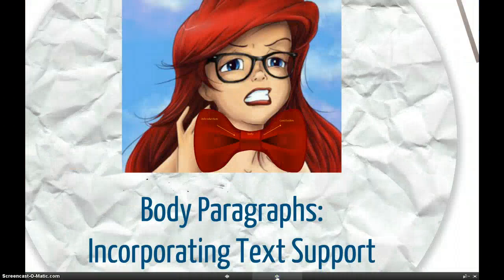So because body paragraphs are the meat of our essay, we want to be very direct and purposeful. We can save the frilly fluff for our intro and conclusion. If you remember the outline we made earlier, for each body paragraph we wanted a topic sentence, support, explanation, and conclusion. So what does each part of this body paragraph entail? Let's start with the topic sentence.